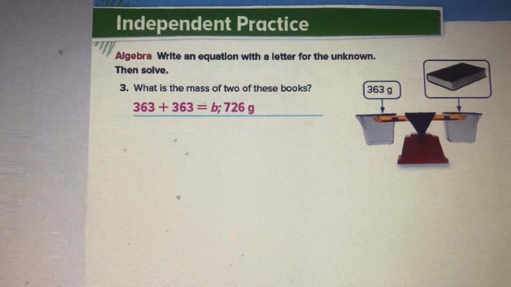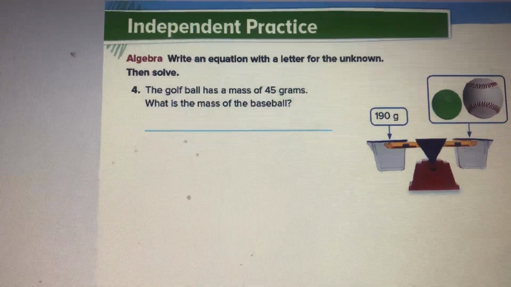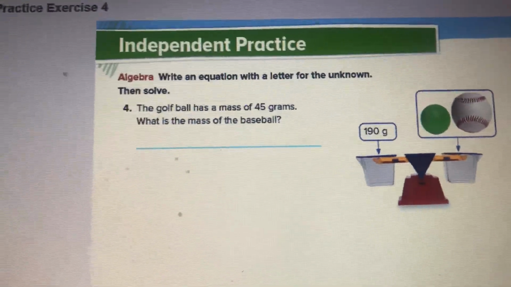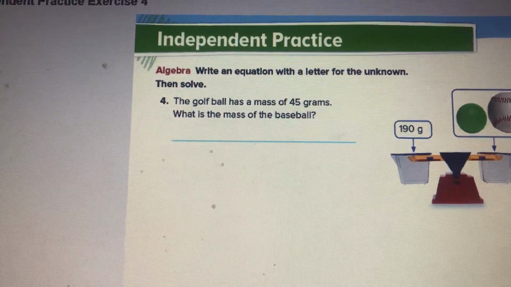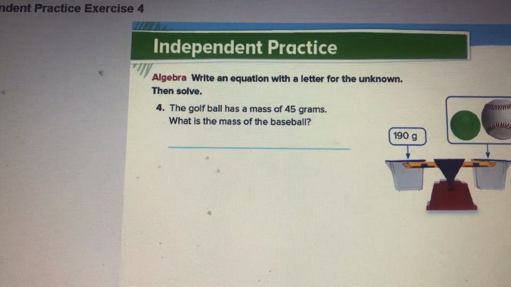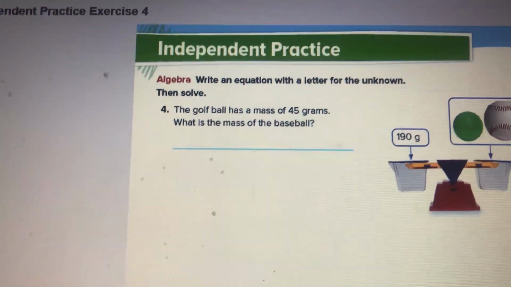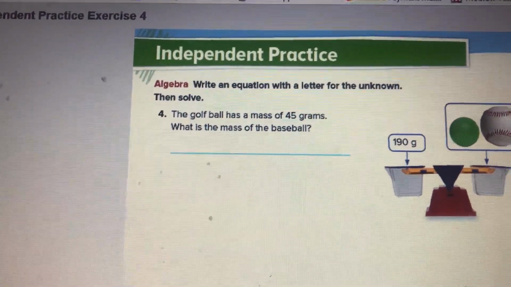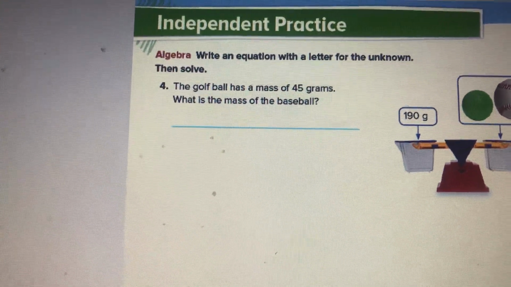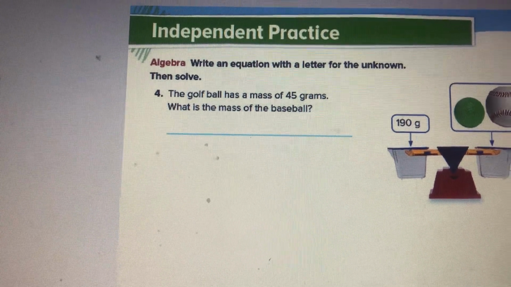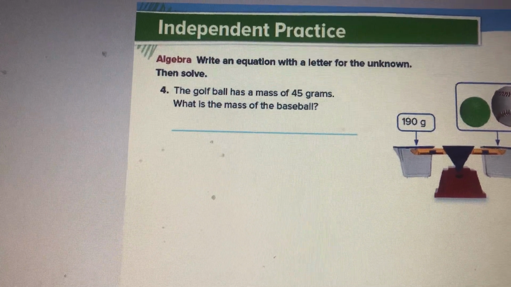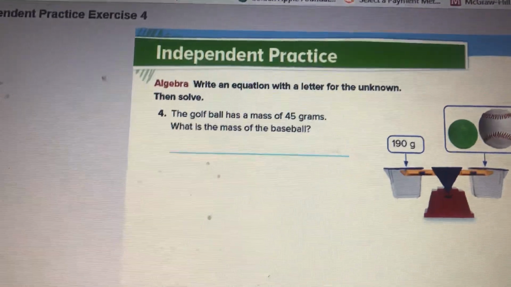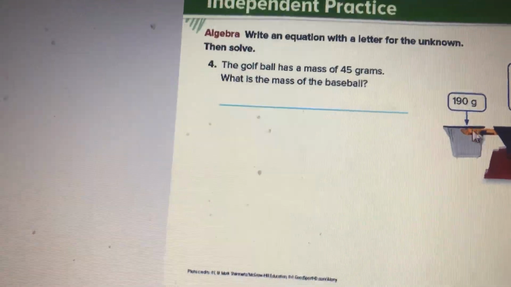Okay, number 4. It says I got to read the directions first. Write an equation with a letter for the unknown, then solve. The golf ball has a mass of 45 grams. What is the mass of the baseball? Okay, so we know the golf ball is 45 grams. What's the mass of the baseball? Well, all together, these equal 190 grams, right?